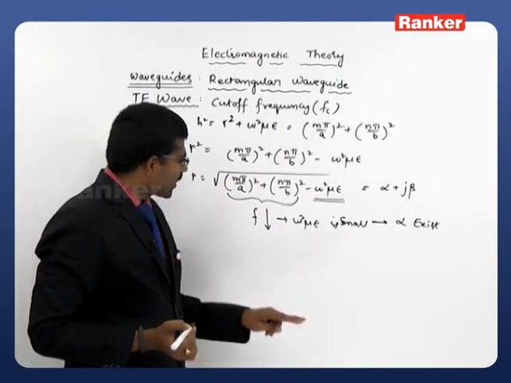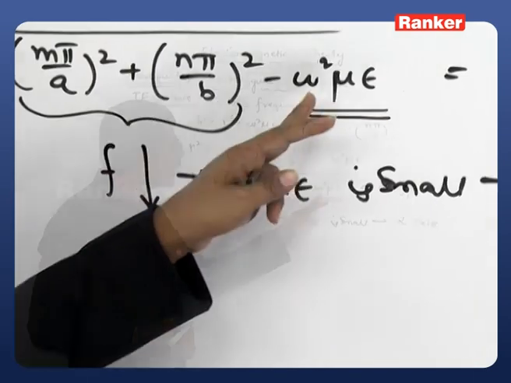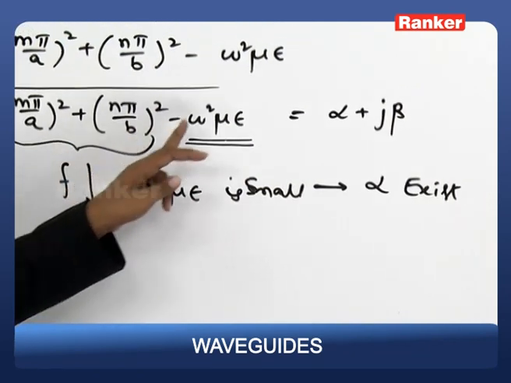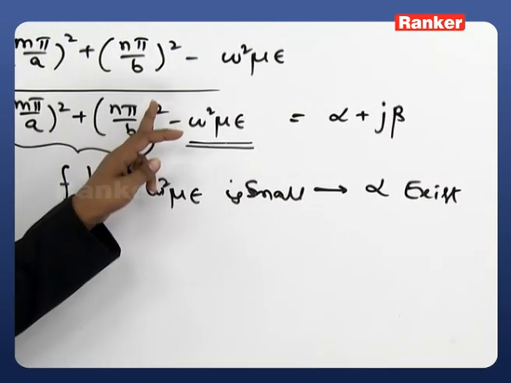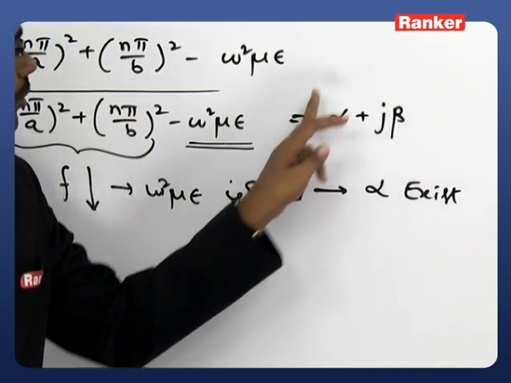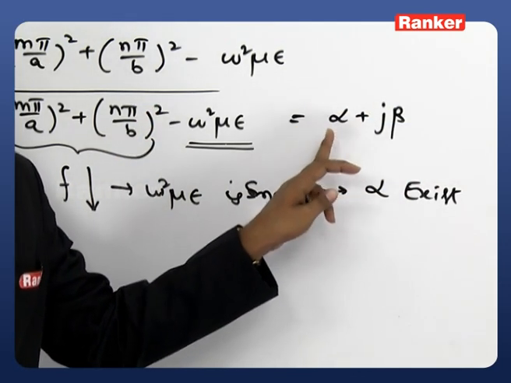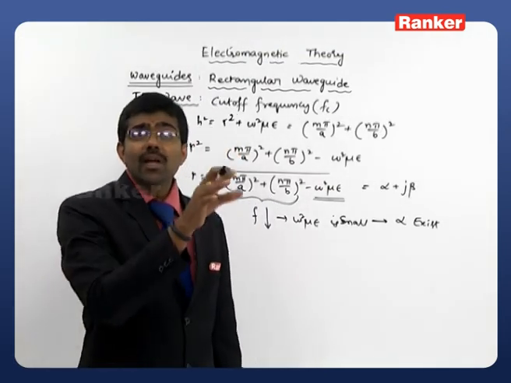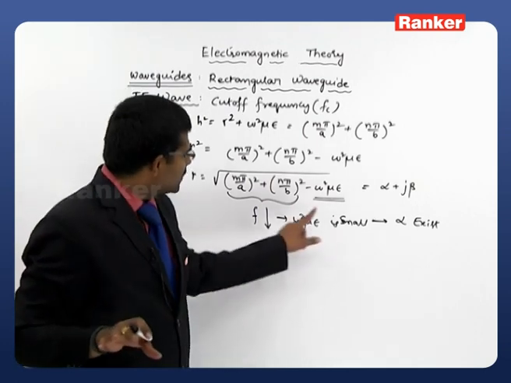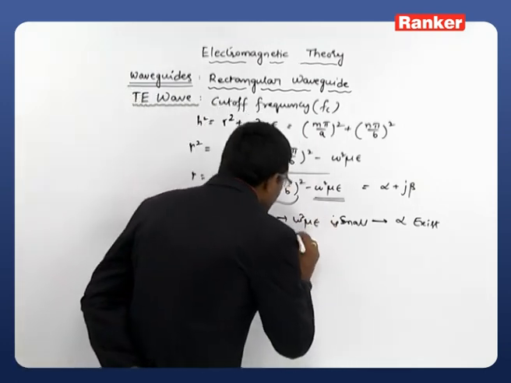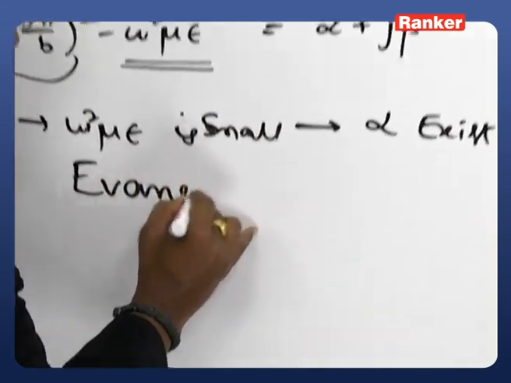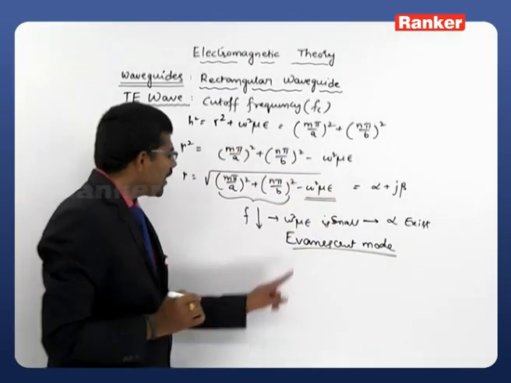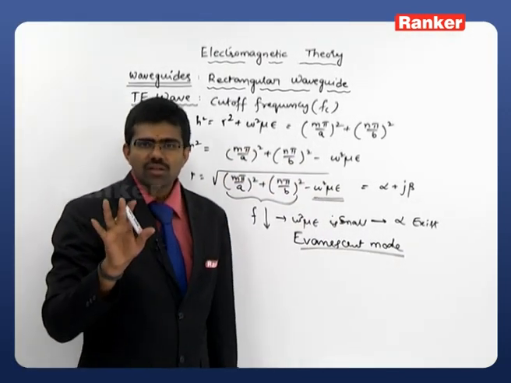Once again, observe the condition. For lower frequencies, omega square mu epsilon is a small quantity. Since it is less than this one, definitely the quantity we are getting is a real quantity. Since it is real, in the solution the real quantity is only alpha. That alpha only exists, the attenuation only exists, there will be no phase constant. Therefore, completely the wave will be attenuated. If there is such a scenario, then this particular wave is called an evanescent mode. This evanescent mode will have no propagation of the wave.